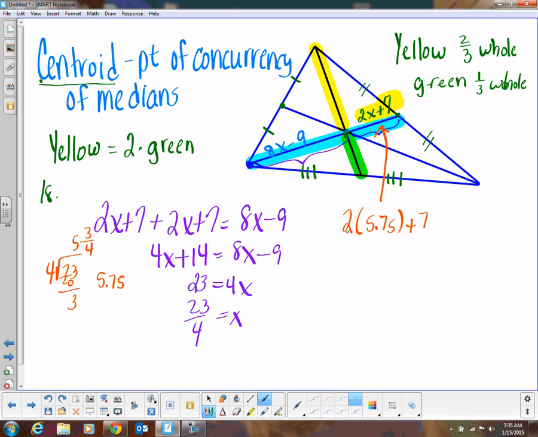That is going to be 11.5, I think. 5.75 times 2 is 10, carry 1 is 14, plus 1 is 15, carry 1, 11.5. Plus 7 is equal to 18.5.